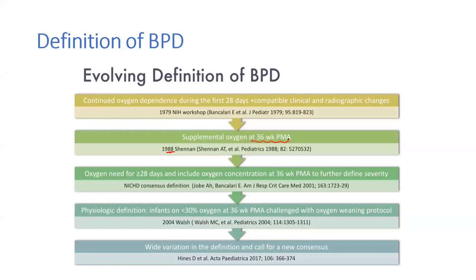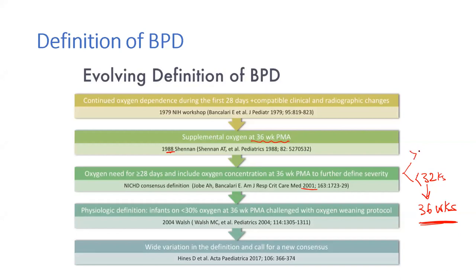And then the definition changed in 2001, and that's the most popular, widely used now, by the 2001 NICHD. They defined chronic lung disease based on gestational age: less than 32 weeks gestation or more than 32 weeks gestation. So if your baby is born below 32 weeks gestation, you have to wait until 36 weeks corrected gestation. If the baby at 36 weeks still requires oxygen support, in addition to the clinical and radiological changes, that's what we call chronic lung disease or bronchopulmonary dysplasia of prematurity.